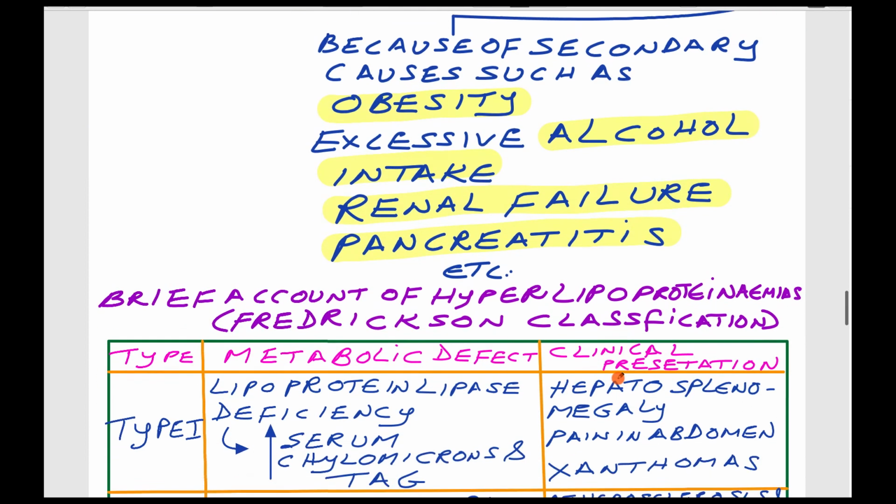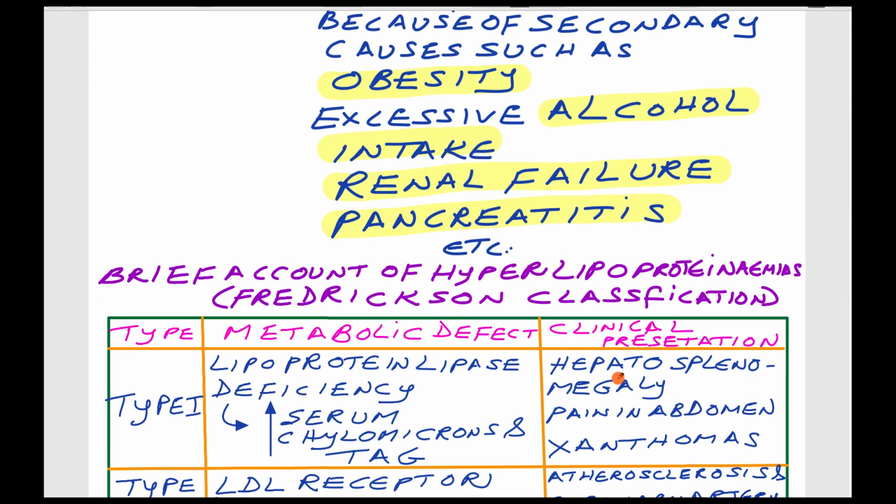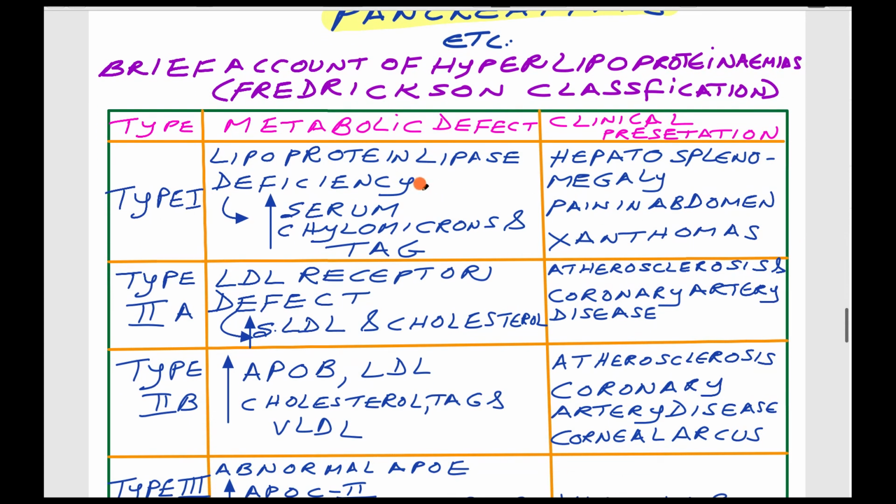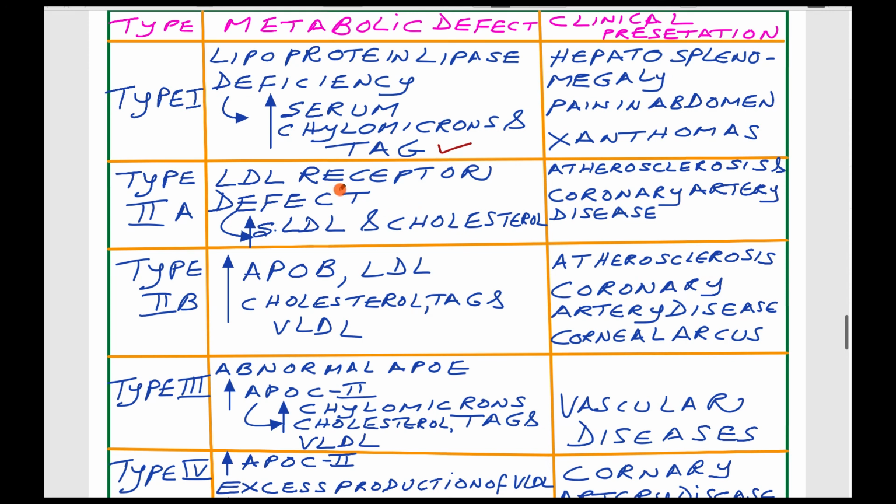Now, let us take a brief account of these various lipoproteinaemias in the Fredrickson classification. Again, in tabular form, we will discuss type, metabolic defect, and clinical presentation. Type 1: lipoprotein lipase deficiency that leads to an increase in serum chylomicrons and triacylglycerol, with hepatosplenomegaly, abdominal pain, and xanthomas. Then type 2: there is a lack of LDL receptors, leading to an increase in serum LDL and cholesterol, so it will lead to atherosclerosis and coronary artery disease.